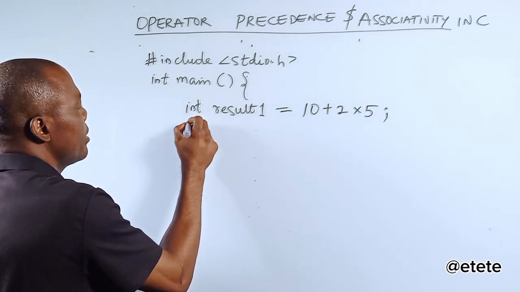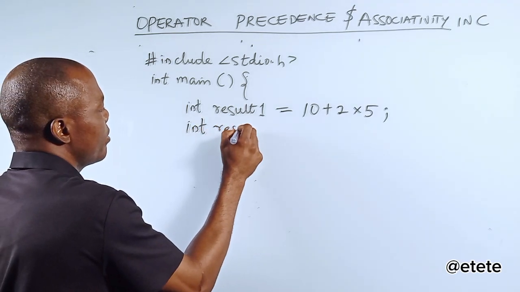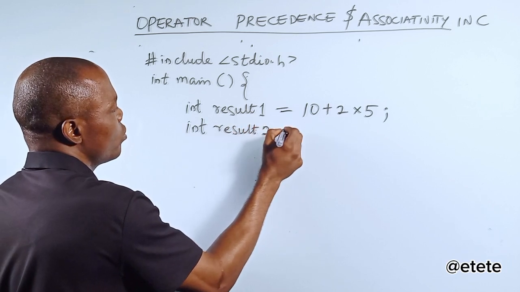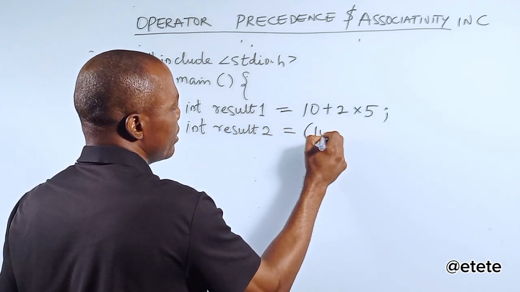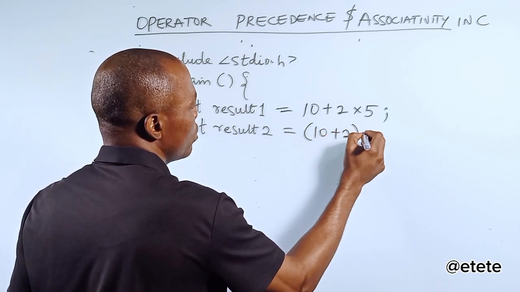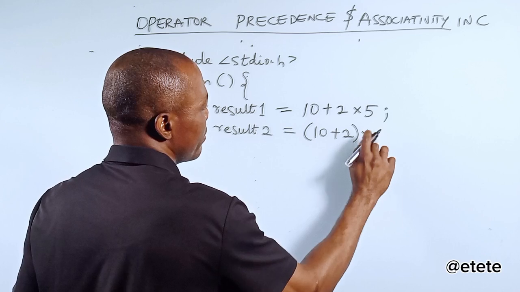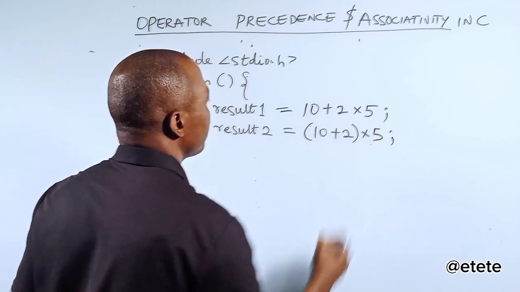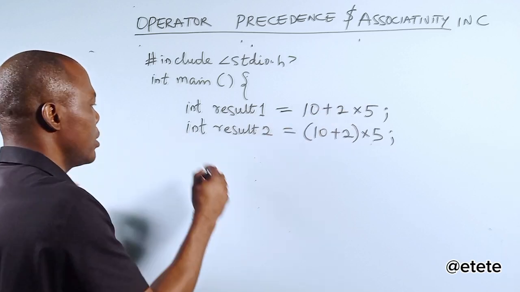Then int, I'll declare another variable, result2. And I'll say (10 plus 2) multiplied by 5. Now, I want to print this out on the screen.